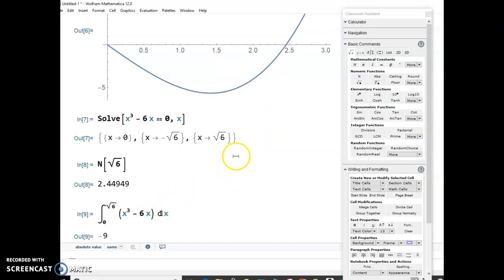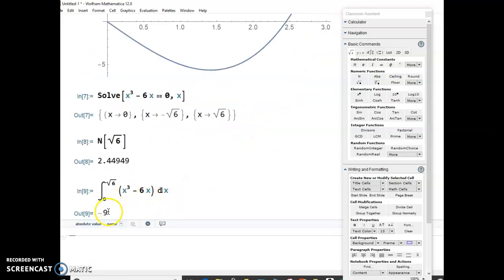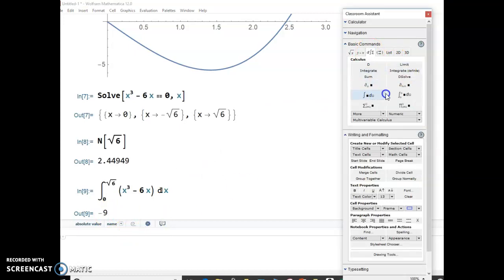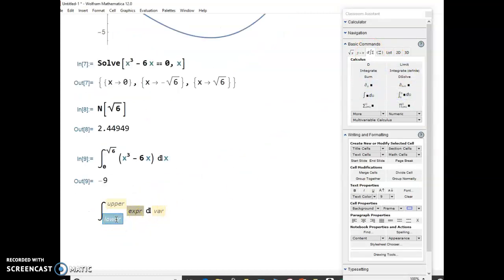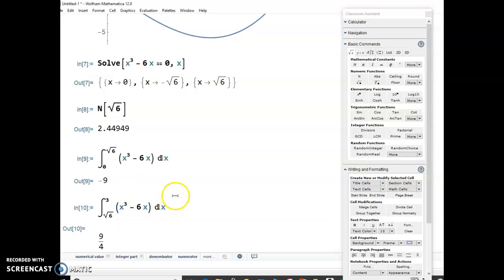All right, so what do we know? We know that the integral from 0 to that point of intersection, which was underneath the curve here, gave us a -9 value. And then I'm going to say, okay, what is the integral from radical 6, which is that point that we wanted, to 3 of that same expression. See if I can grab it again. I didn't have it in my copy paste here, so I'm just copying and pasting it in here. And we get 9/4.